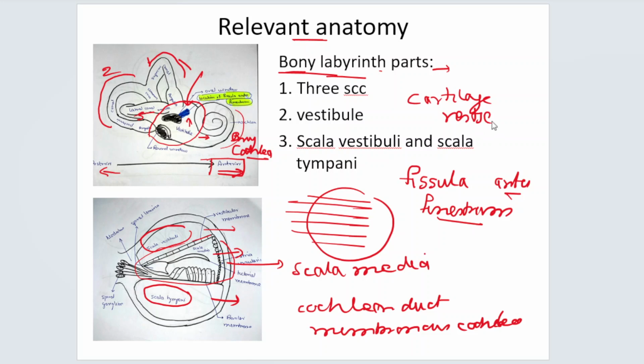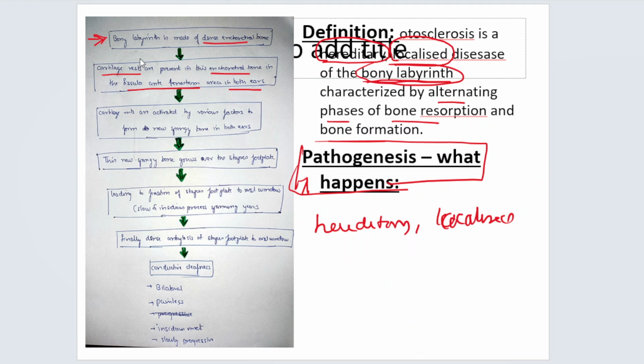In this dense endochondral bone, there are some cartilage rests. So, the bony labyrinth is made of dense endochondral bone. Within this dense endochondral bone, mostly in the area of fissula ante fenestram, you have cartilage rests. Now, where are they? They are present in the labyrinths of both the ears.